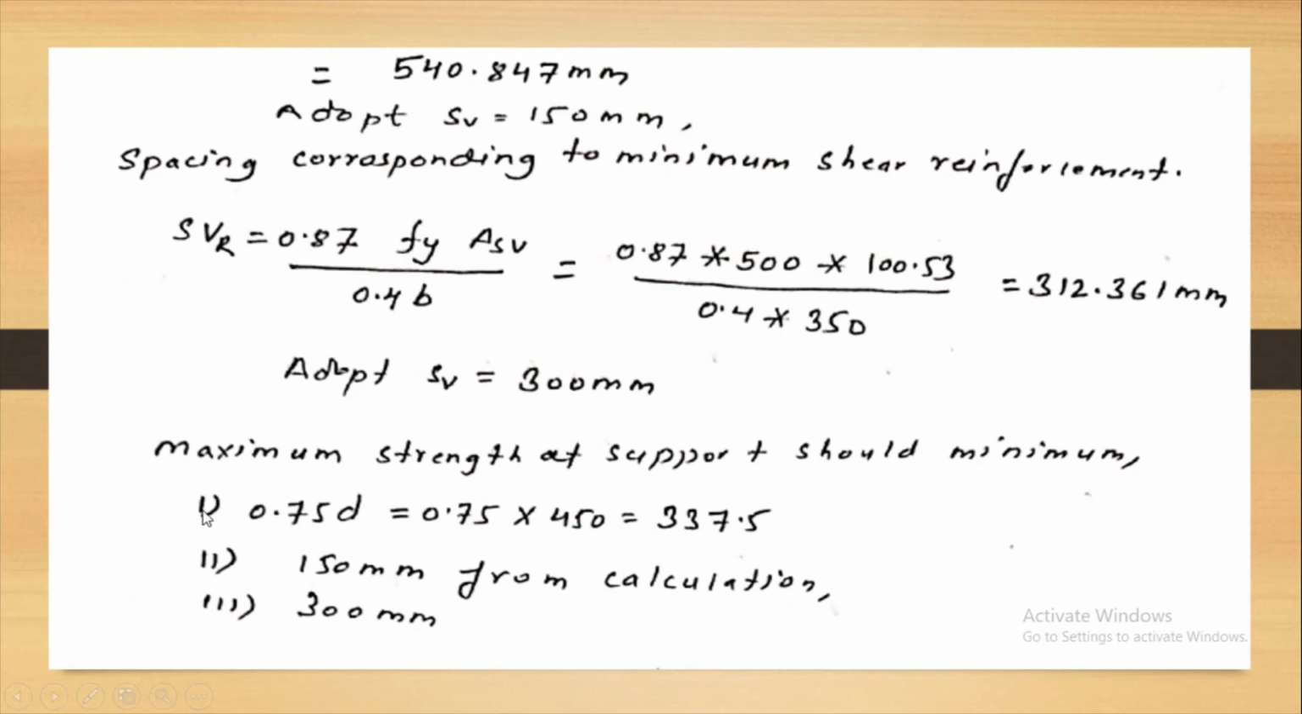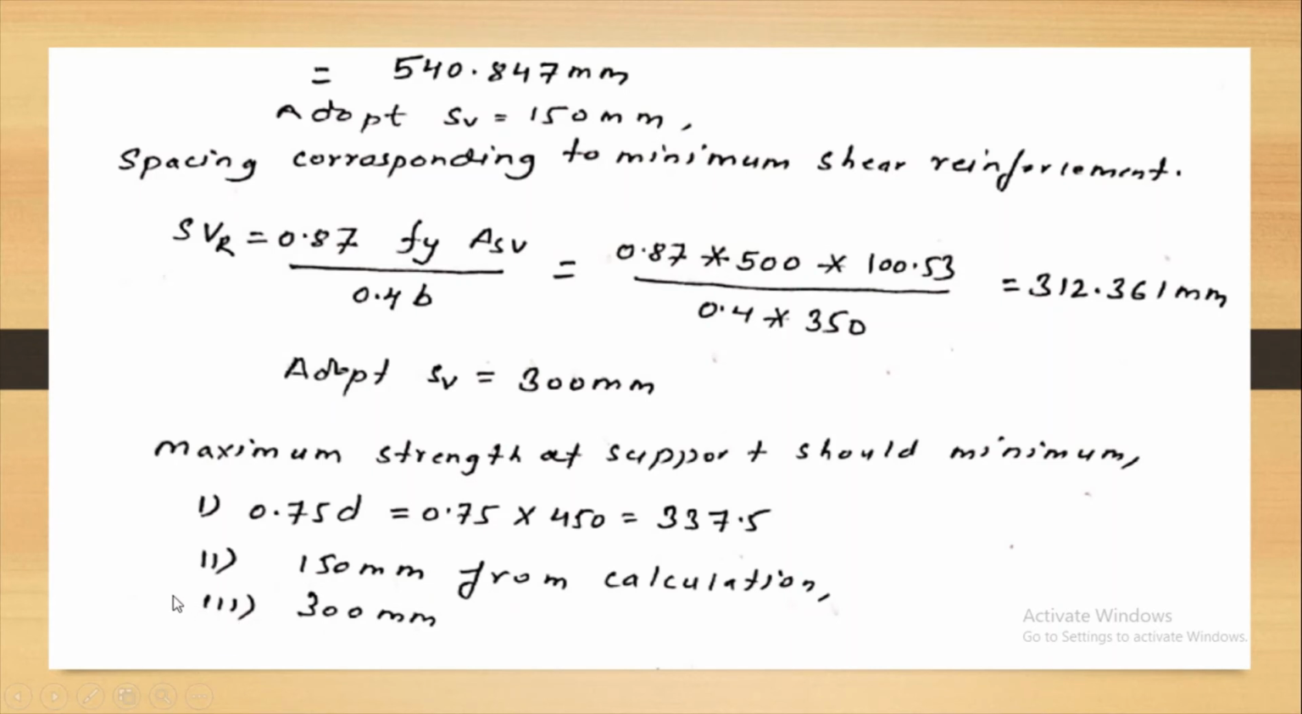Now 8 point I, we have 0.75 d. d is nothing but the effective depth of the beam. By calculating this value, we are getting 337.5 mm. And 8 point II, we have 150 mm from the calculations. When you see here, we have spacing equal to 150 mm. From here I have taken this value.